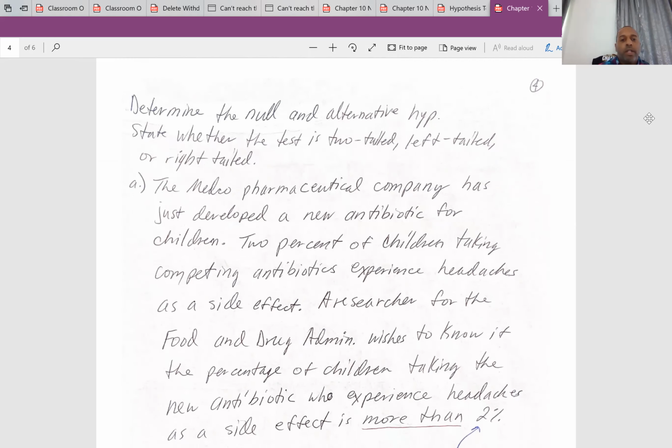All right. So Medco, the Medco pharmaceutical company, has just developed a new antibiotic for children. 2% of the children taking competing antibiotics experience headaches as a side effect. A researcher for the Food and Drug Administration wishes to know if the percentage of children taking the new antibiotic who experience headaches as a side effect is more than 2%. So I'll give you a chance to write it down for those who are doing some.